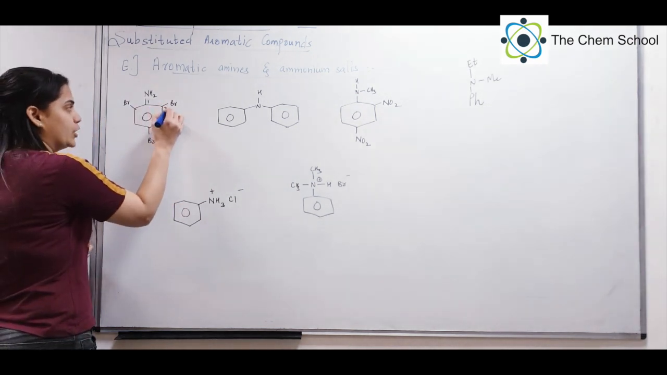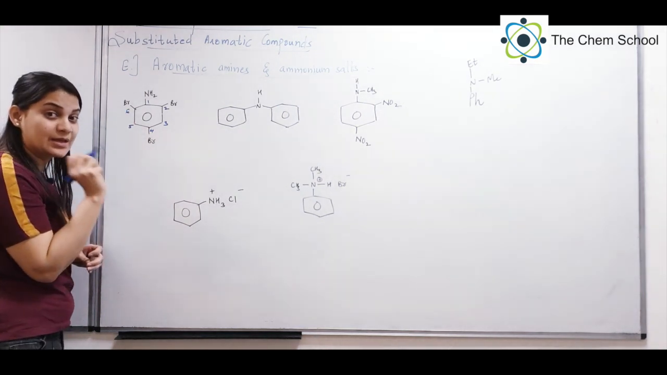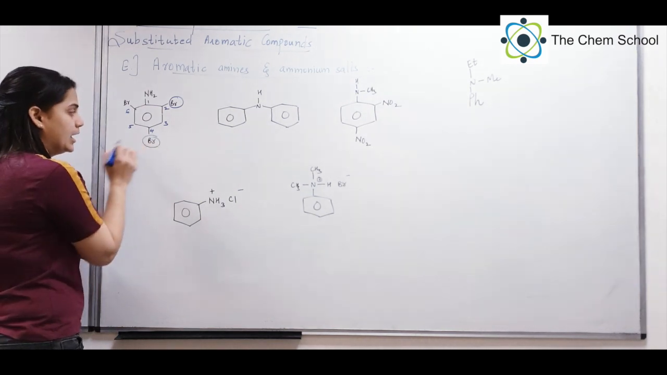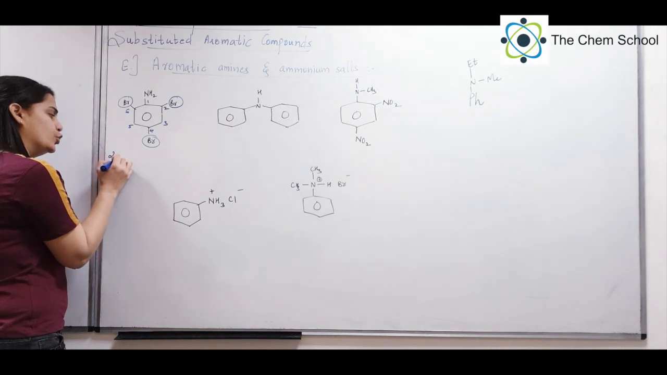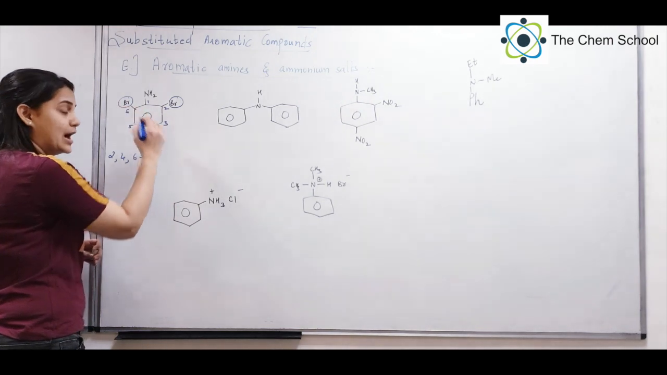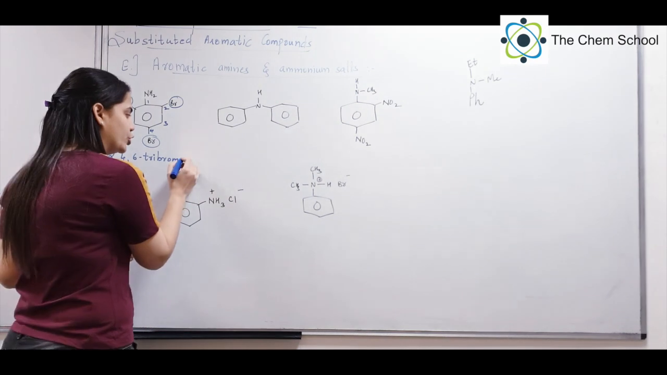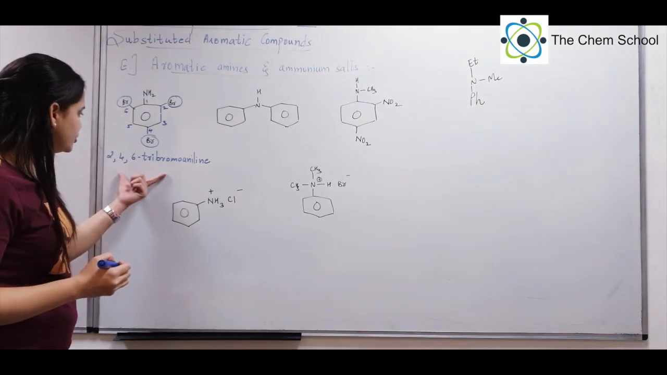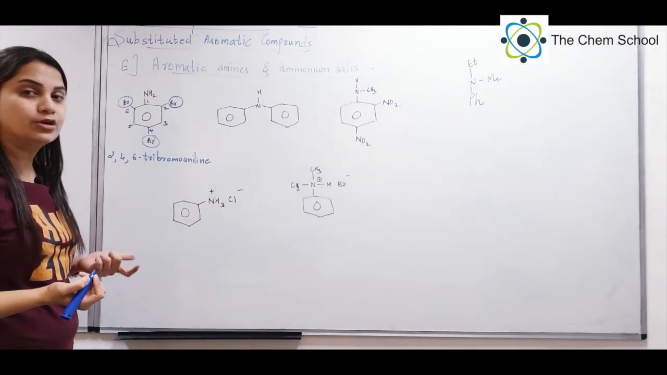So 1, 2, 3, 4, 5 and 6. So let's talk about the substituent positions. You have the first substitution on the second carbon, then the fourth carbon, and then the sixth carbon. So the name will be 2, 4, 6 tri, then these are Br, so bromo, and the main name is going to be aniline. The parent name is going to be aniline. So this is 2,4,6-tribromoaniline. Now this is again a very important compound. Have a look at the next one.